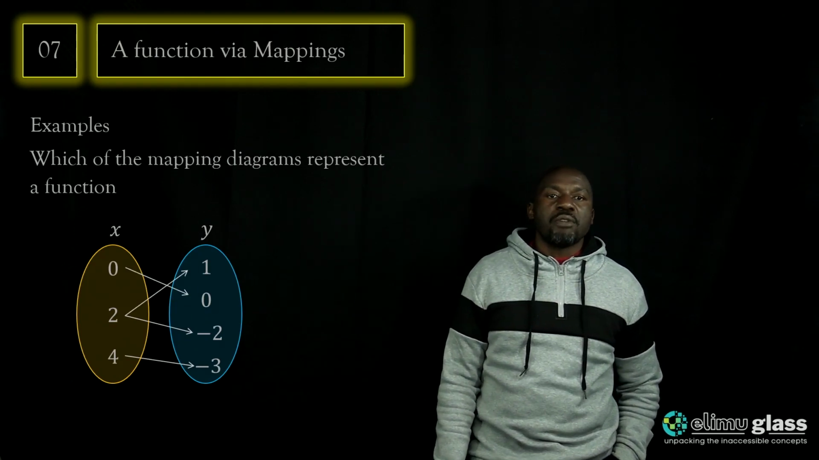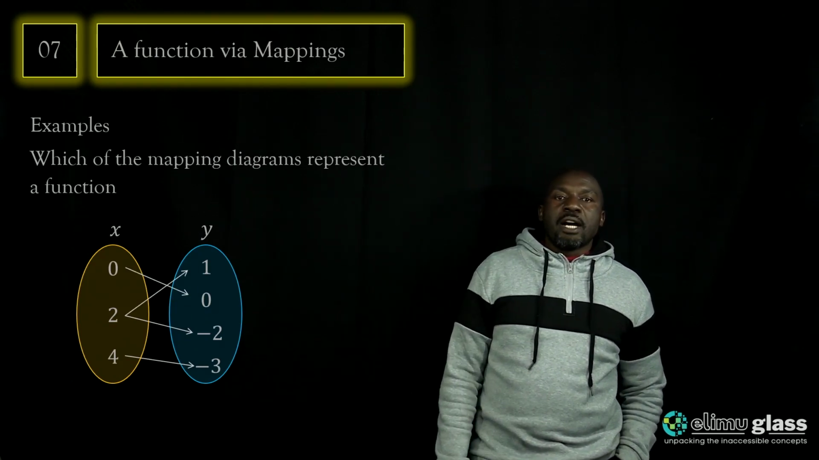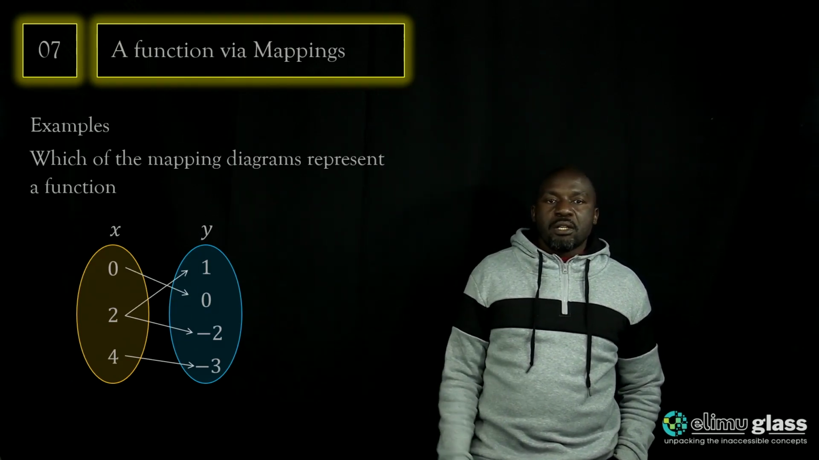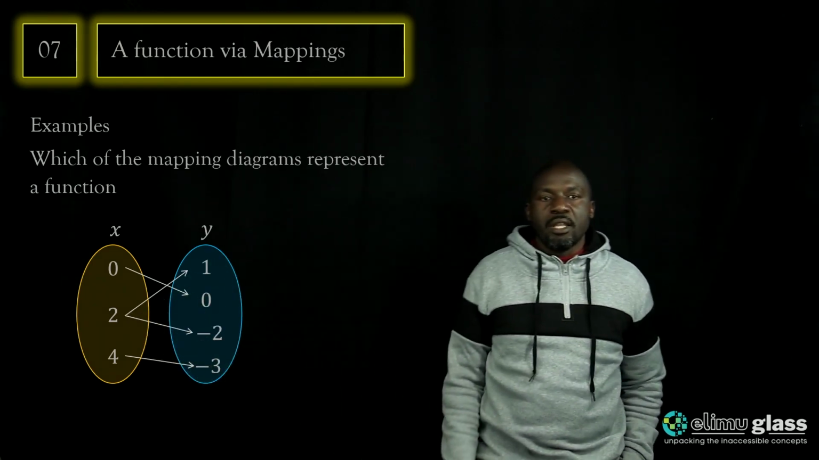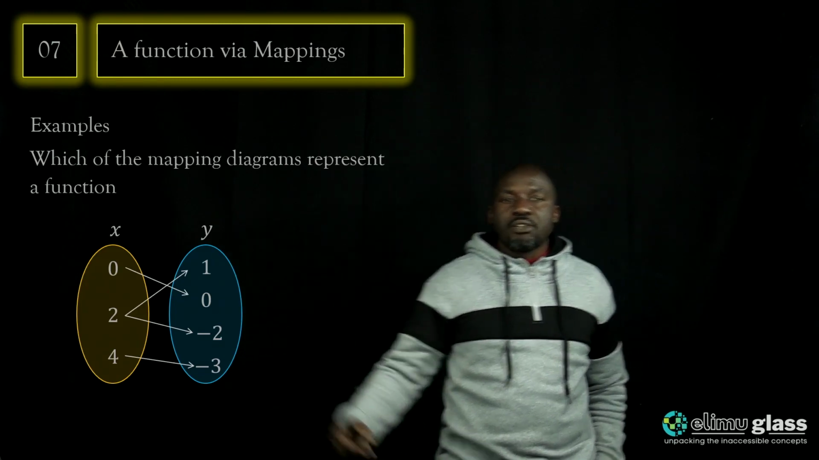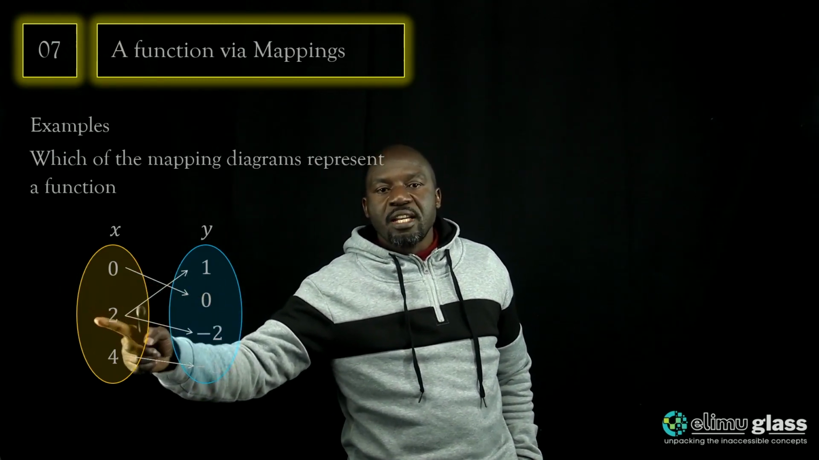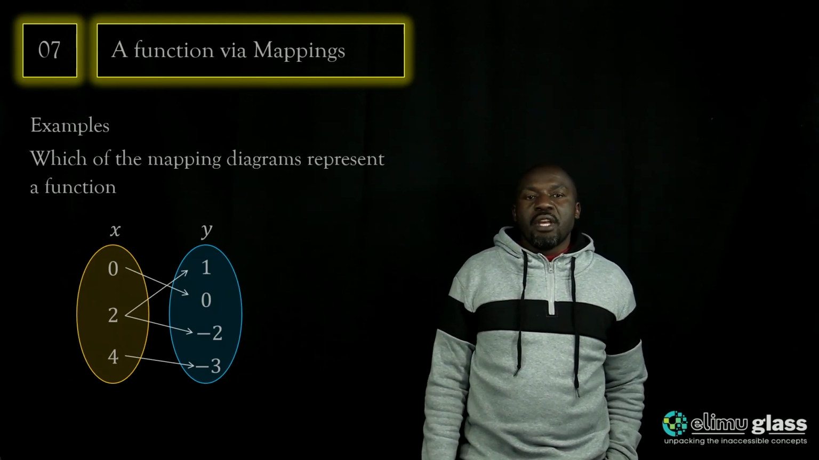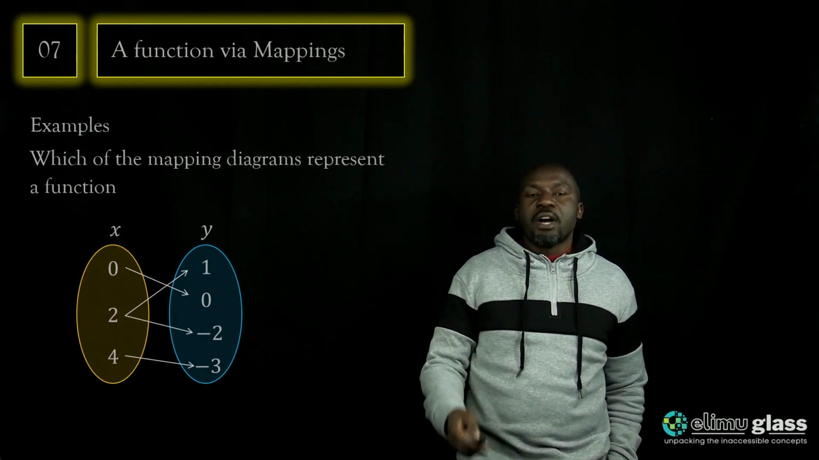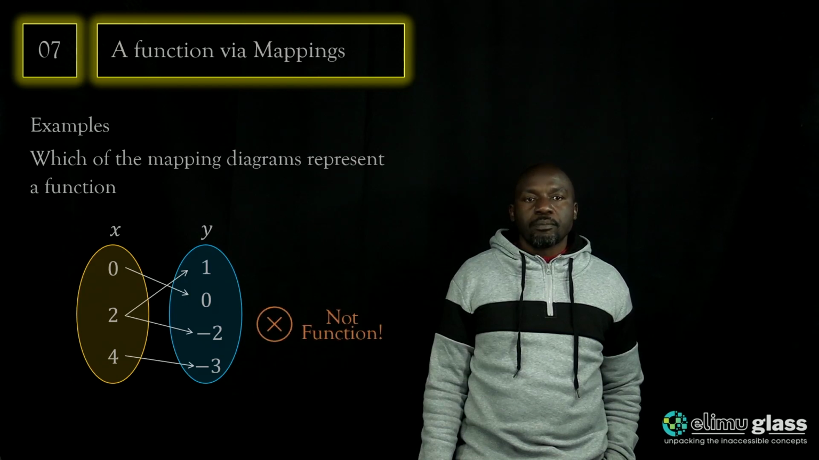Okay? So this one has qualified. What about this one? All right? 0 maps onto a 0, but 2 maps onto 2 values in the range, and for that reason 2 arrows. This is a one-to-many mapping, and therefore it is disqualified as a function. So this is not a function.